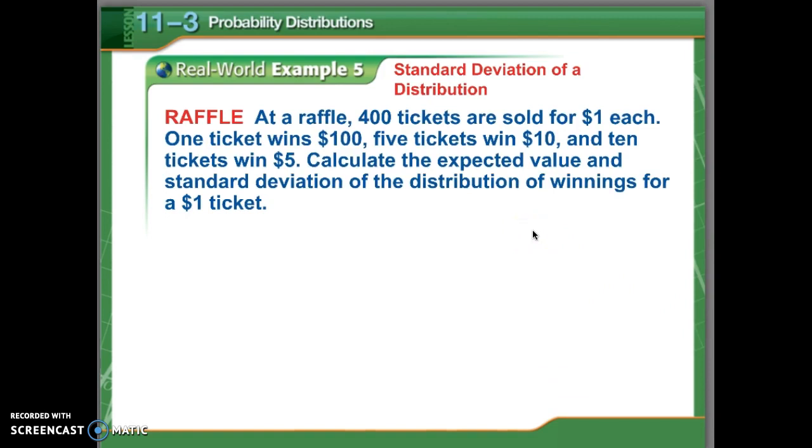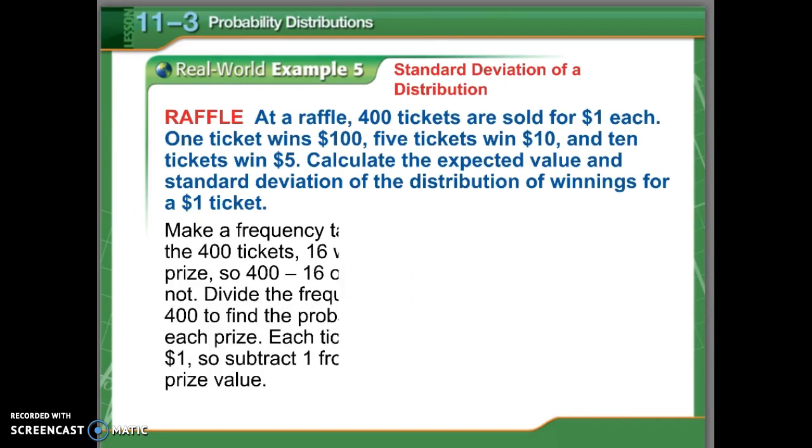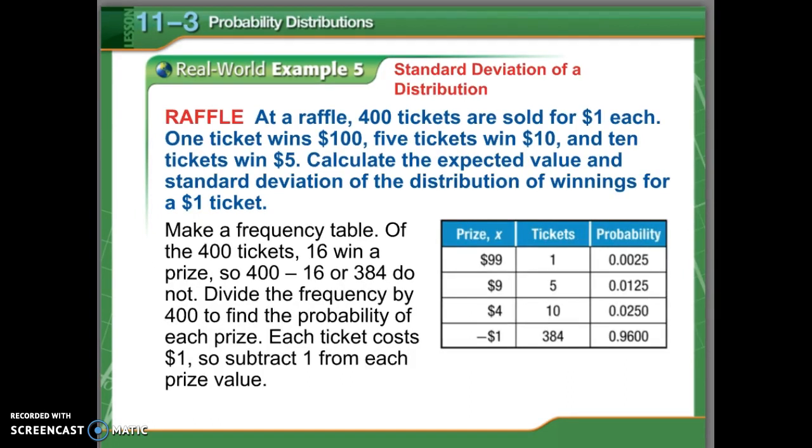So for example 5, we're going to be finding the standard deviation on a raffle. It says at a raffle, 400 tickets are sold for $1 each. 1 ticket wins $100, 5 tickets win $10, and 10 tickets win $5. Calculate the expected value and the standard deviation of the distribution of winnings for a $1 ticket. So the first thing you're going to want to do is to make a frequency table that lists the prize, or the x, the different outcomes, the number of tickets, and the probability of each of those things happening.